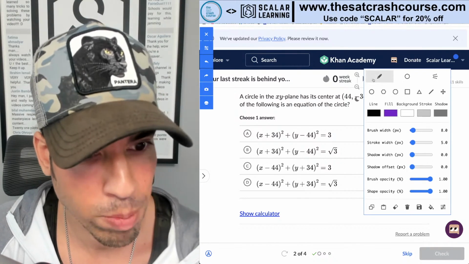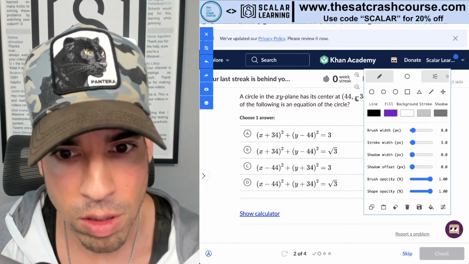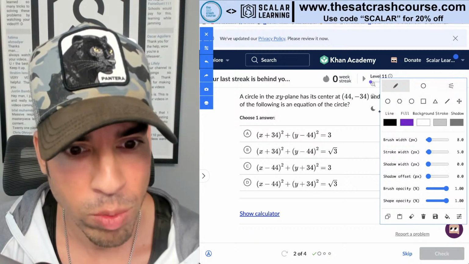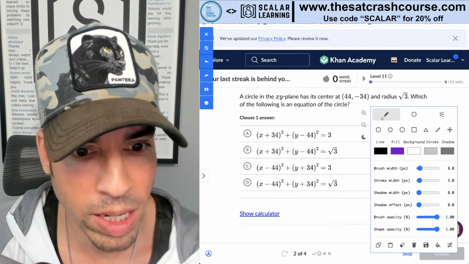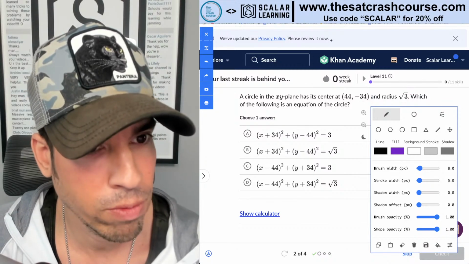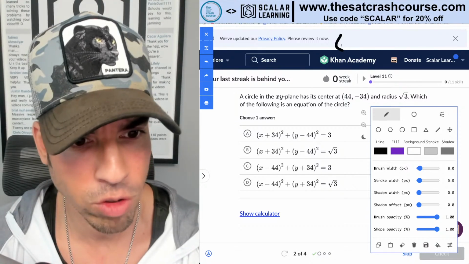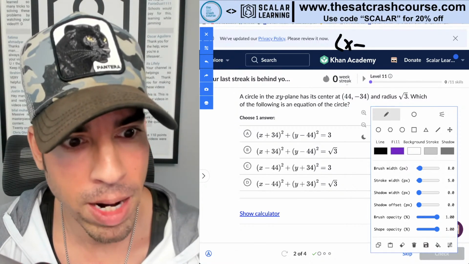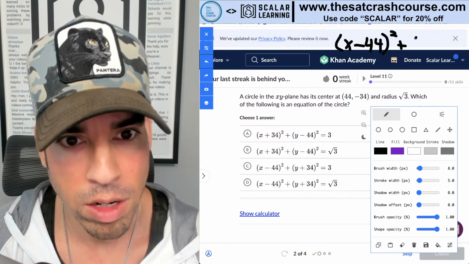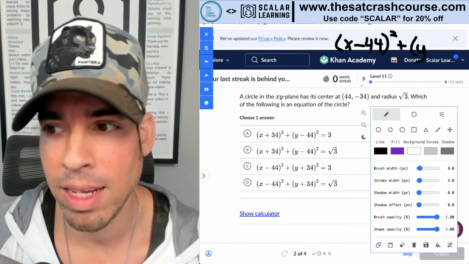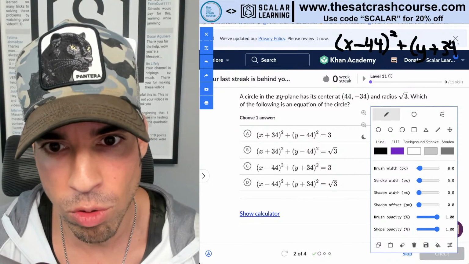Again, as we're piecing this one together, we've got a center at 44, negative 34. If I'm going to piece the equation together from scratch, which I recommend as opposed to looking at the answer choices, you say it's x minus that x value, which is 44, that's the x coordinate, squared, plus y minus negative 34, which, minus a negative is plus, so it should be plus 34 squared.